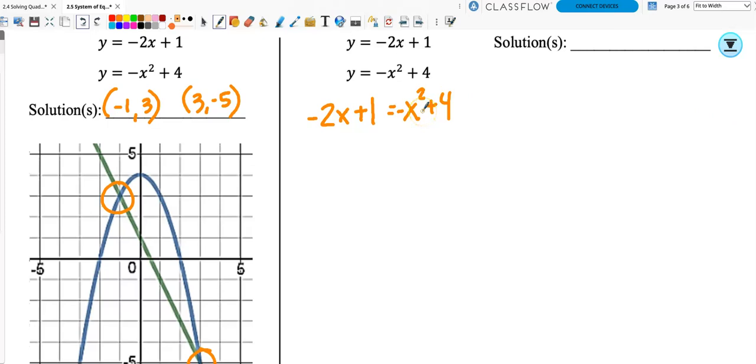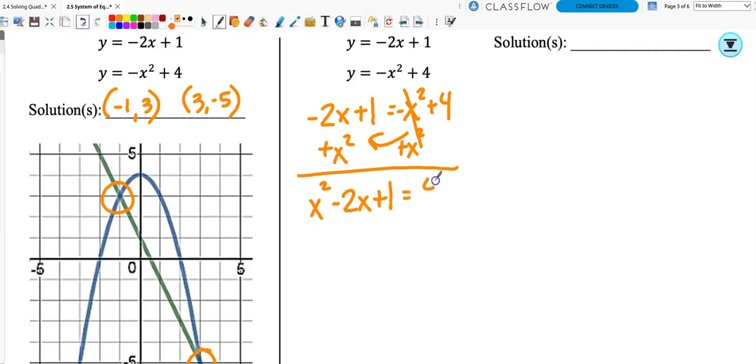So I need to move everything to one side. Since I want my x squared to be positive, I'm actually going to bring it over here. So I'm going to add x squared to both sides. Cancel. I cannot add x squared to either of these terms, so I'm going to write it in order. X squared first, minus 2x plus 1 equals 4. Again, you can make it equal 0, minus 4. So I've got x squared minus 2x minus 3 equal to 0.